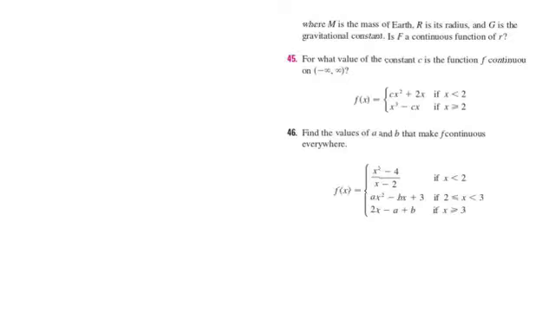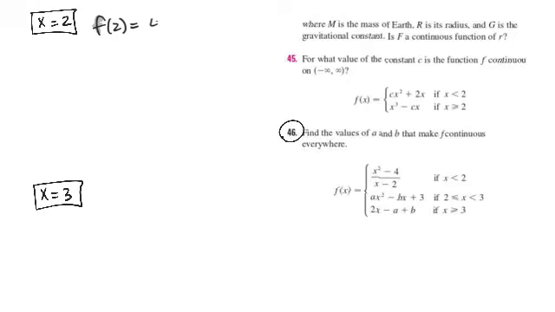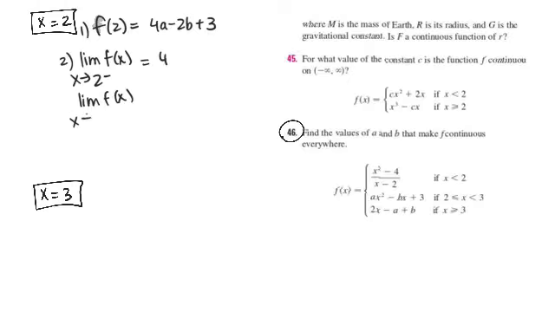Okay, so for this problem 46, we do exactly the same thing, except we look at the two points x equals 2 and x equals 3, because there are 3 rules and 2 boundaries in this piecewise function. So for x equal to 2, the function value at 2 is simply equal to 4a minus 2b plus 3. Then we look at the limits coming in from both sides of 2. Coming in from the less than side, we get 4. And coming in from the greater than side, we're going to plug it into ax squared minus bx plus 3, and we get 4a minus 2b plus 3.